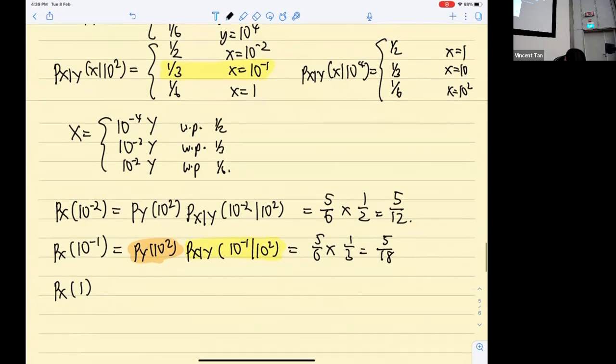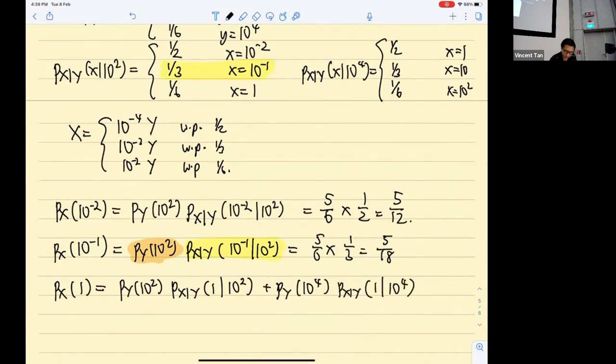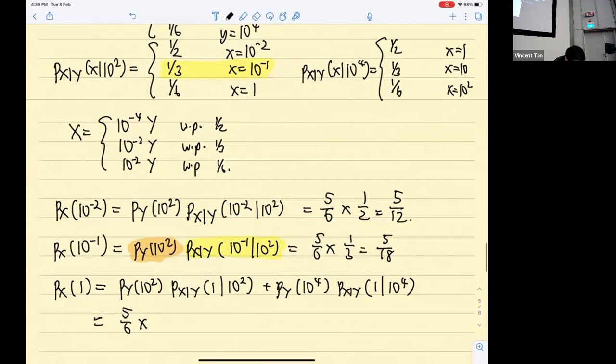So by the law of total probability, this is equal to p of y short multiplied by p of the travel time being 1 given the message is short, plus p of y long, p of x given y, 1 given long. And so now we can plug in numbers. So this is 5 over 6 times 1 over 6 plus 1 over 6 times. So now we have 1/2 here.